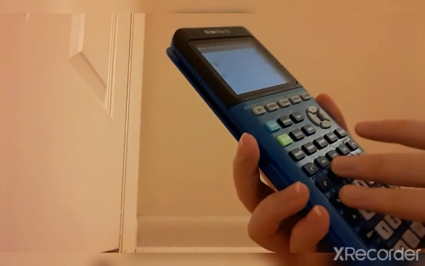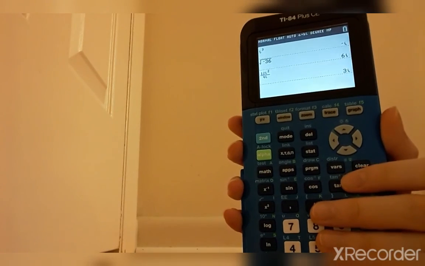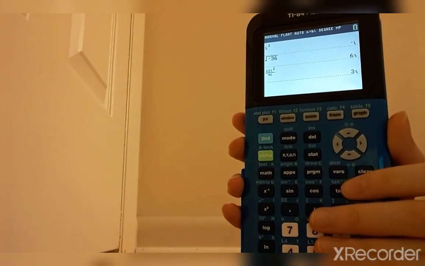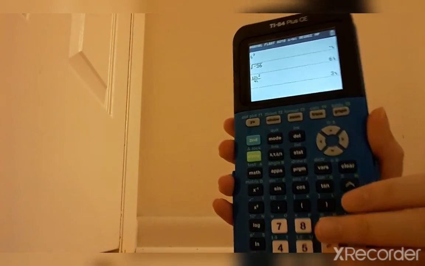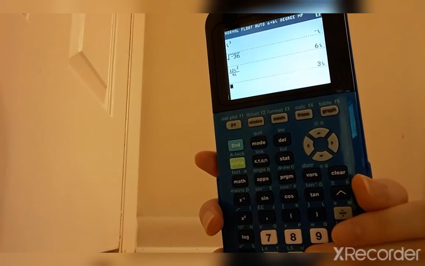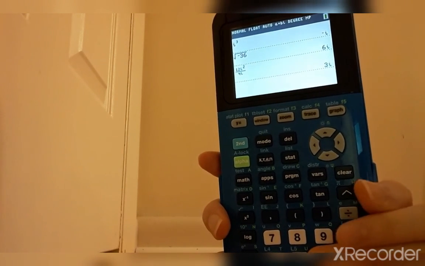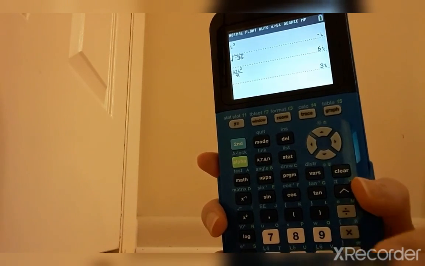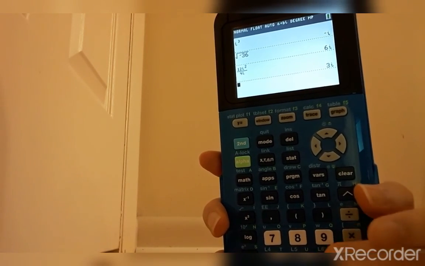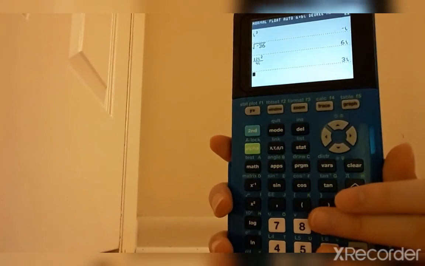So yeah, calculators can do anything, but even if they can, do not do your work on a calculator. Calculators are wrong a lot of times, whether it be because you type something wrong or because a setting is off. So always do your work on paper first and check it with a calculator.